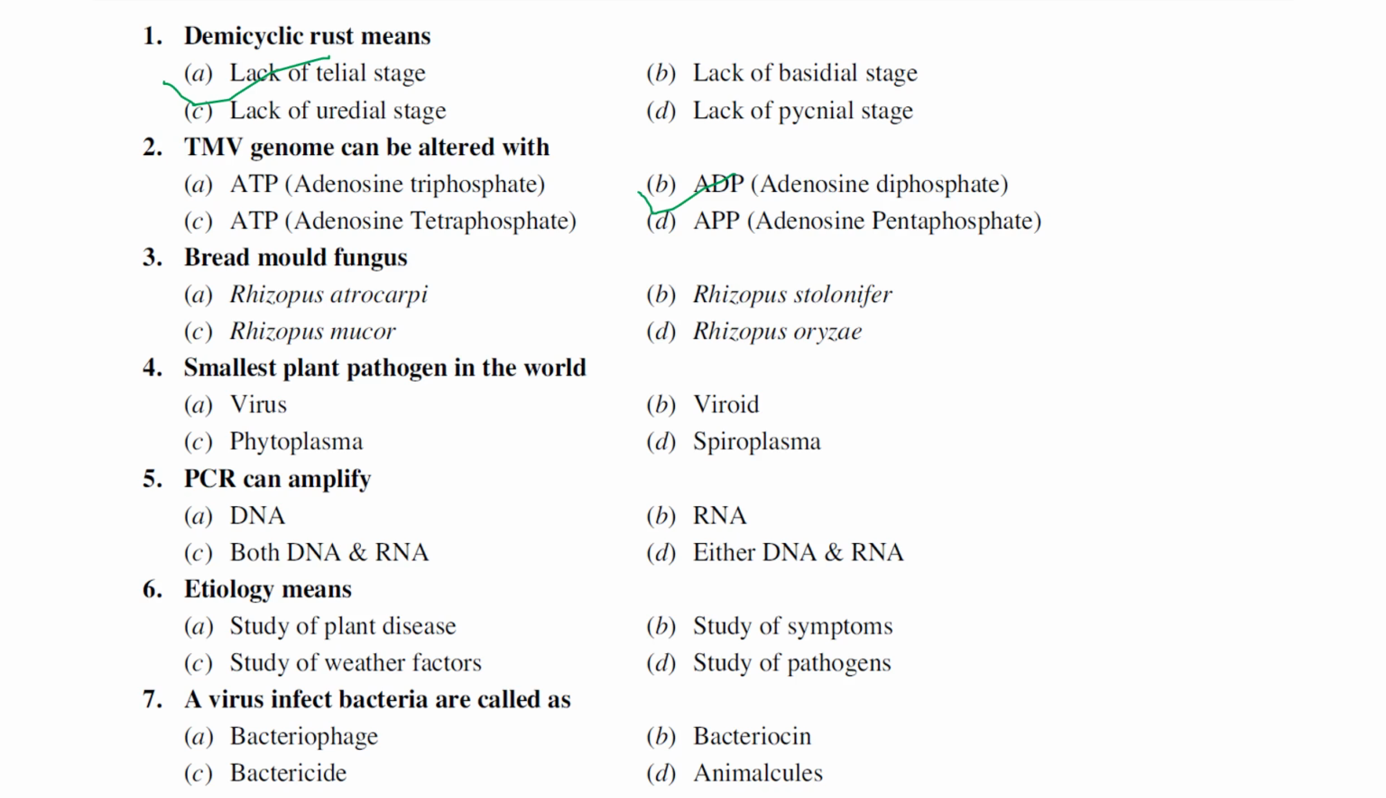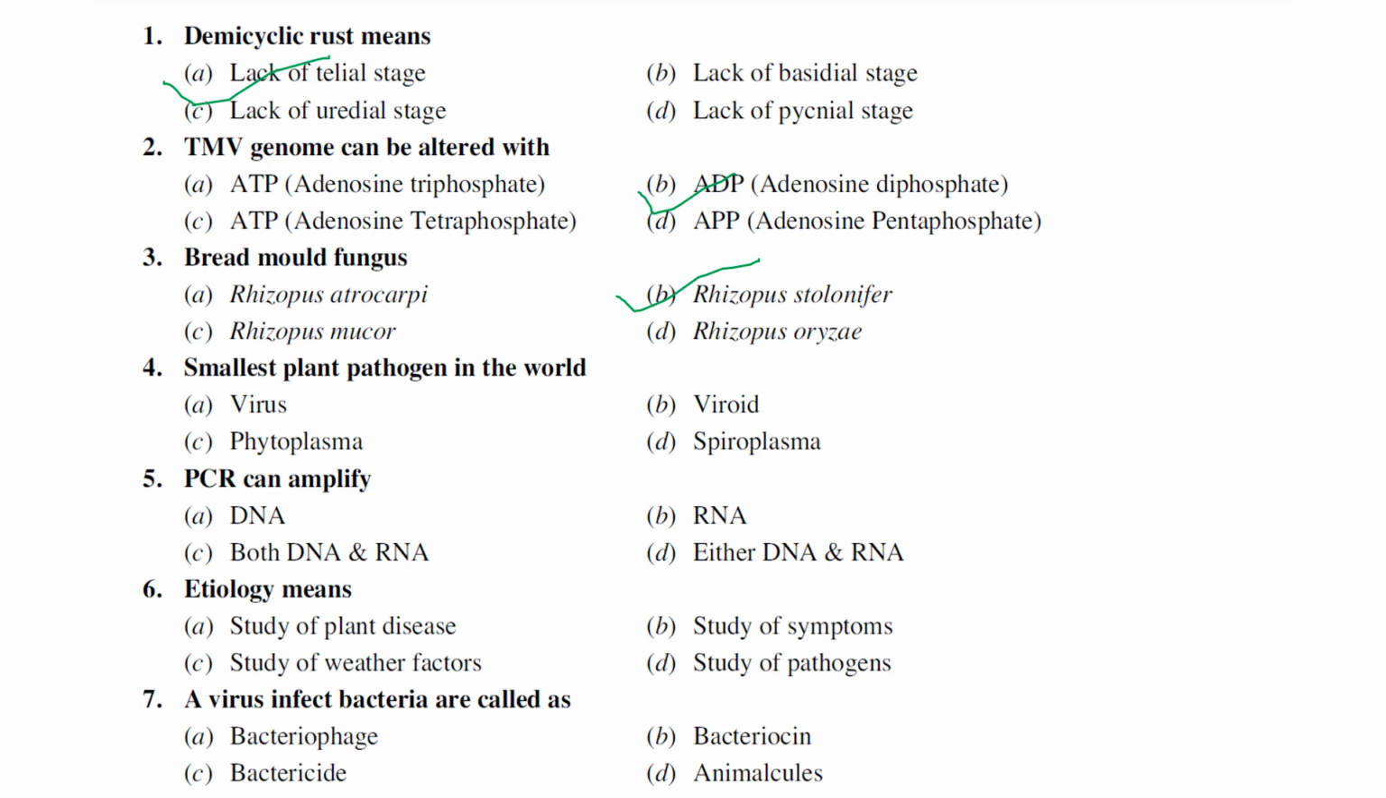The third one is bread mold fungus. Bread mold fungus means the fungus that generally grows on bread. That is Rhizopus stolonifer. Generally all Rhizopus species grow on bread, but the fungus most commonly observed on bread is Rhizopus stolonifer.